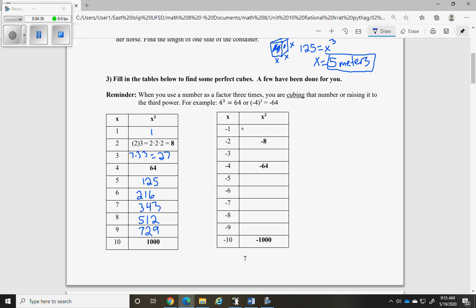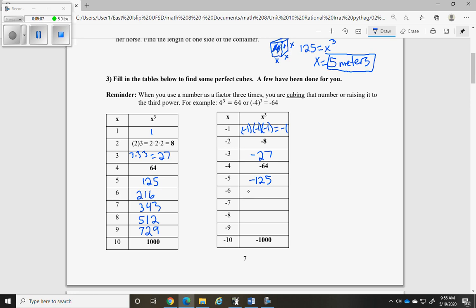Now we have negatives. Negative 1 times negative 1 times negative 1. Negative times negative is positive, times another negative gives me a negative answer. So now I can take a cube root of a negative number. I don't have to type anything in my calculator. If I know 3 to the third power is 27, then I know negative 3 to the third power is negative 27.